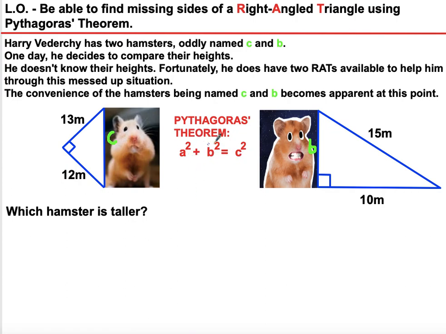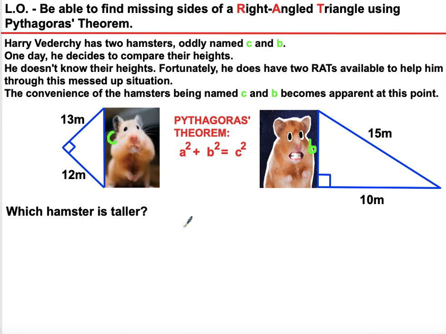A squared plus B squared equals C squared. So you can write down A squared plus B squared equals C squared. Great song.